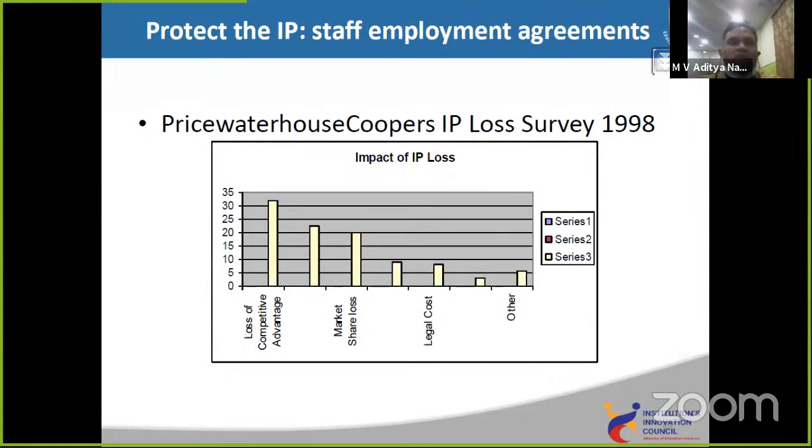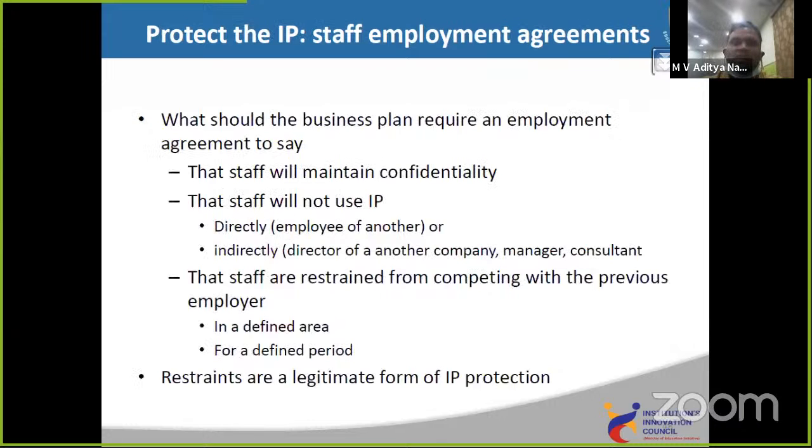So whenever you are taking competitive advantage into account, until and unless you maintain a proper staff employment agreement, there is a greater impact of losing competitive advantage to your rival company, and you'll clearly see market share losses, etc. So you must be very selective in creating a better staff employment agreement while recruiting a particular person. So what should the business plan require an employment agreement to say?